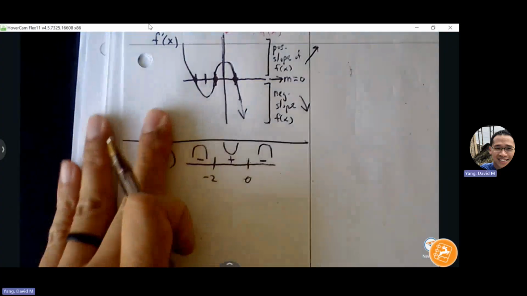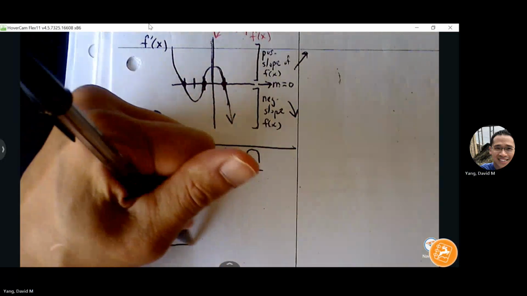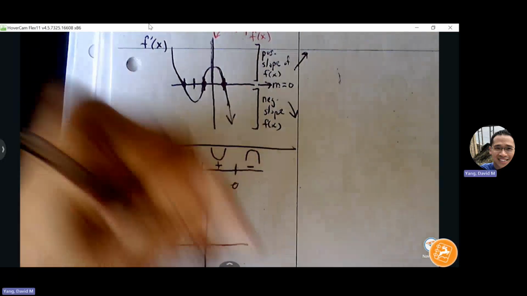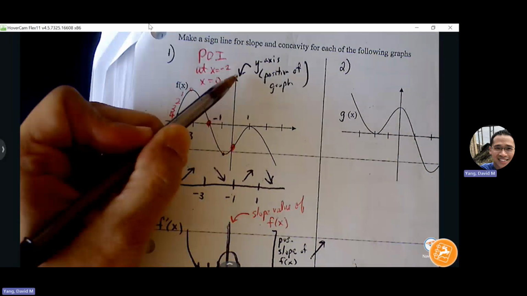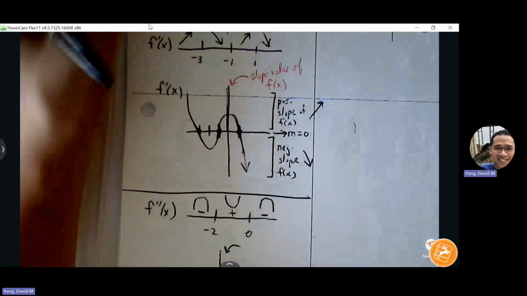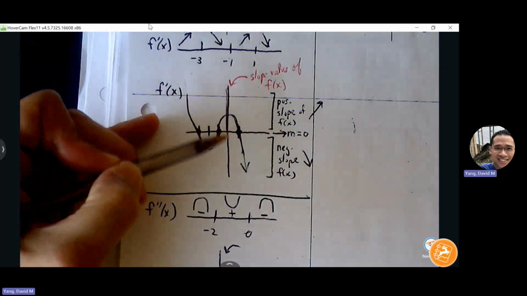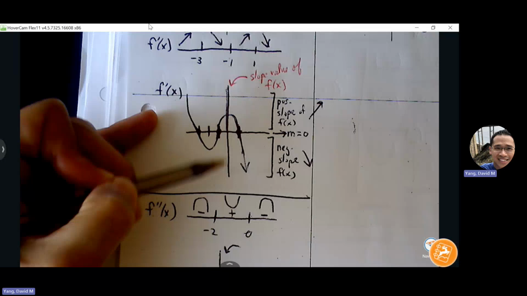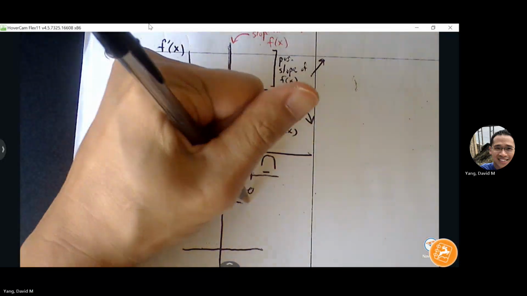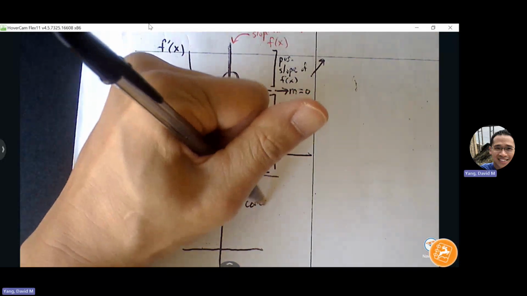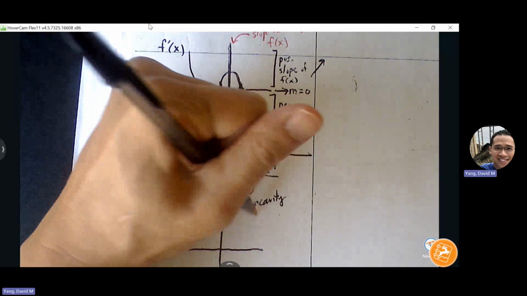All right, let's create a second derivative sign line. Now, guess what? The y-axis is now going to change its purpose again. So before, the y-axis represented position. Next up, f prime, the y-axis represents the slope value of the original function. So guess what? Now the y-axis represents the concavity value of the original function.